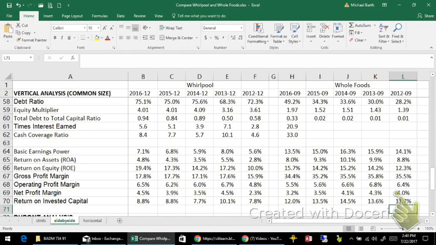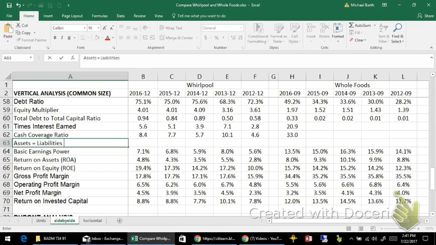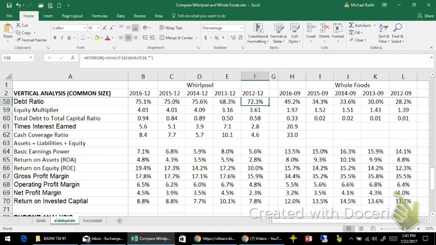All right, so when we look at assets, they are funded with either liabilities or equity. So with our friends over here at Whirlpool, the debt ratio measures liabilities per dollar of assets, and we can see that they use about 75% debt and 25% equity. And that's up relatively slightly from roughly 70% in 2012-2013 to a little over 75% in the last 3 years.